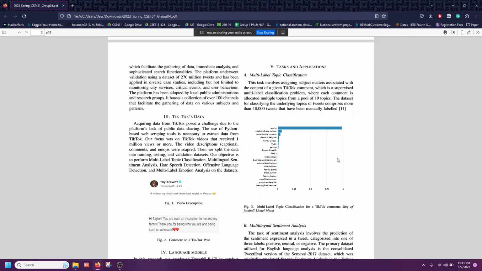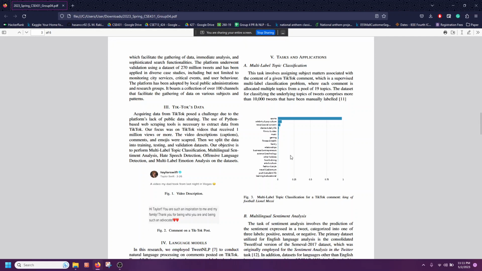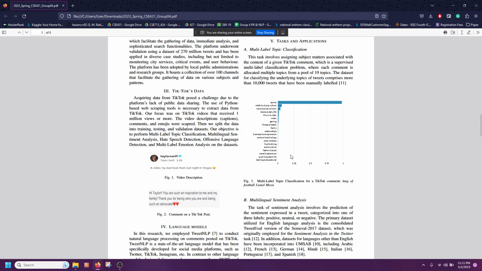Our objective is to perform multi-level topic classification, multilingual sentiment analysis, hate speech detection, offensive language detection, and multi-level emotion analysis on the datasets. That's all from my side. The next part will be discussed by my teammate Maisha.